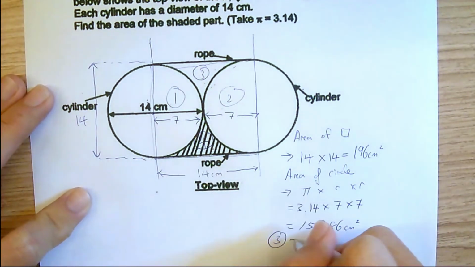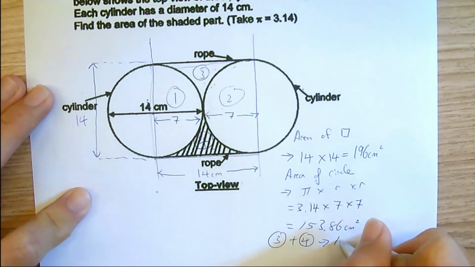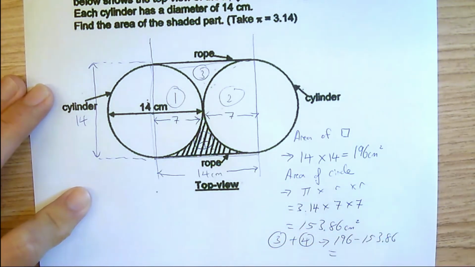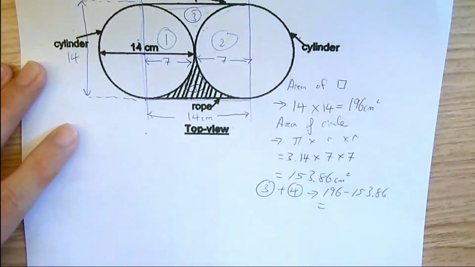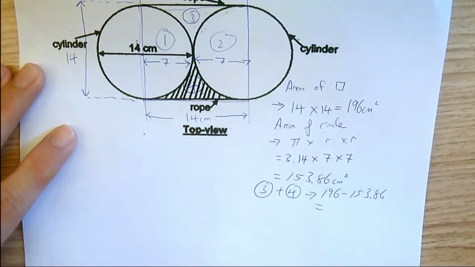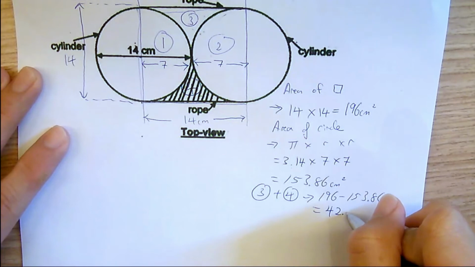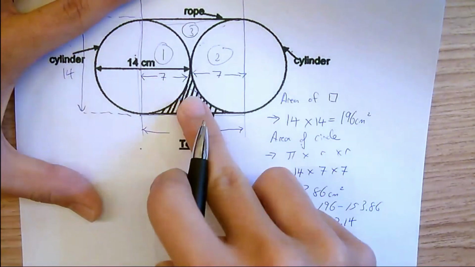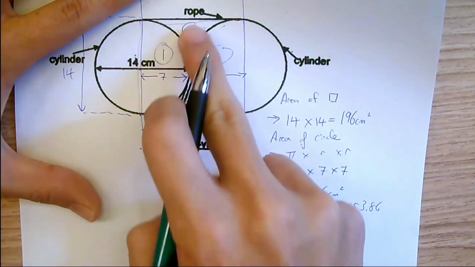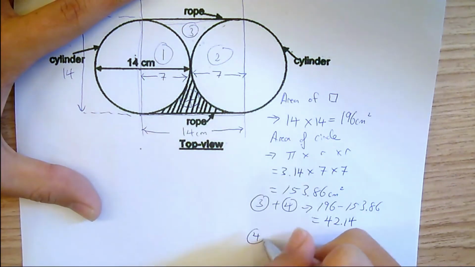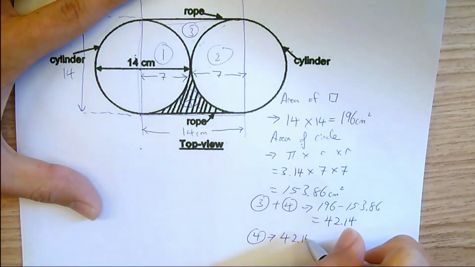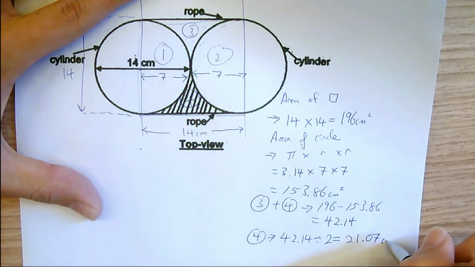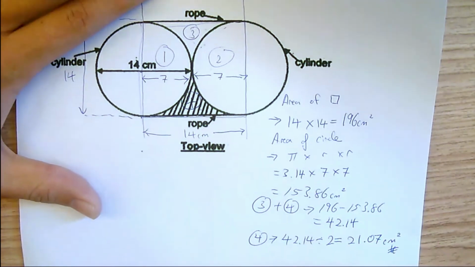So 3 plus 4 will be equivalent to 196 minus this 153.86. Therefore this will give us 42.14. Remember that this 42.14 is equivalent to 3 plus 4, and I only want to find 4, and they are both equal. So what can we do? Number 4 would be 42.14 divided by 2, giving us 21.07 cm squared. Done. This is how you approach the question.